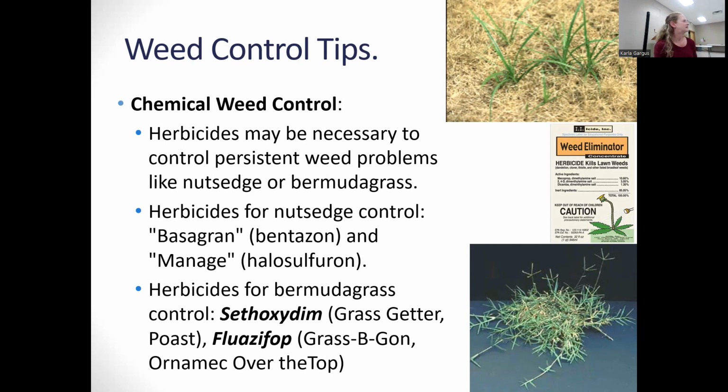Fluazifop. That is the scientific name, or the active ingredient in it. So there are going to be other brand names out there, but the label has a list of plants that you can spray over the top of. So you want to make sure you follow that label again.